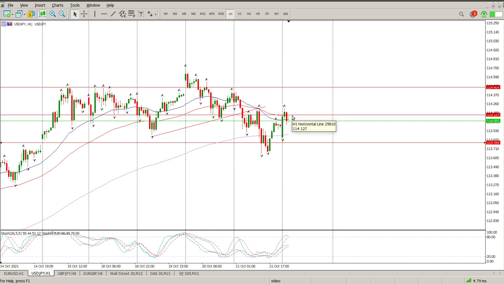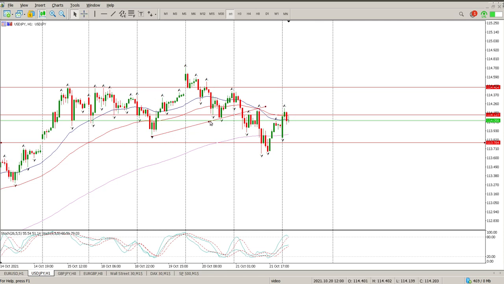This 114.127. But if I'm looking at the Euro USD, I would expect a continuation to the upside. So kind of sit and wait. I think if we get above 114.127 and find some support there, then I'm looking for a continuation to the upside.